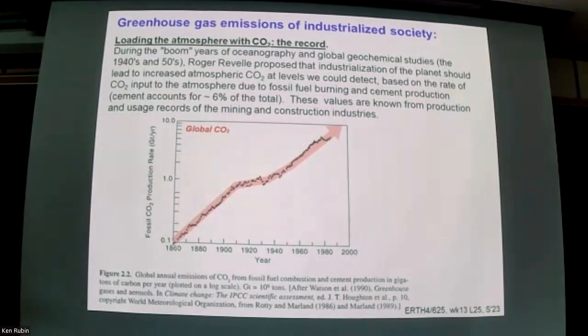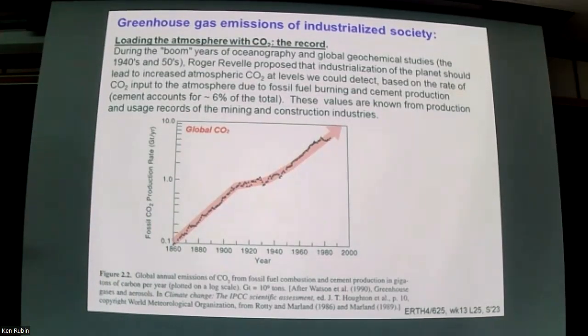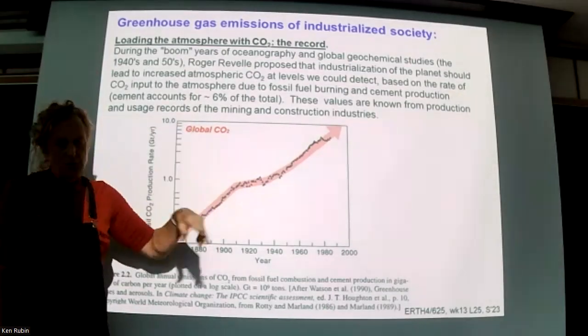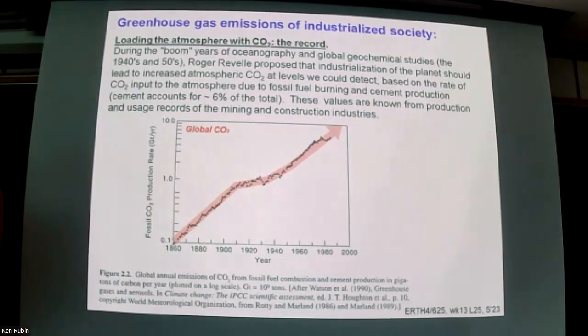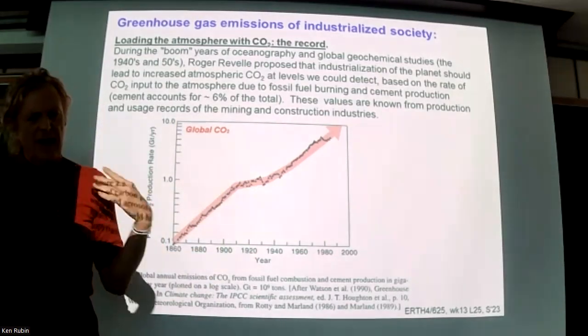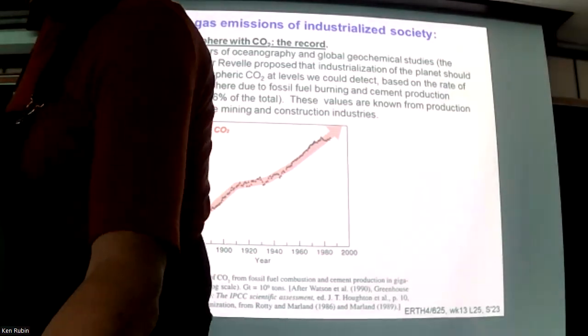And so as long ago as the 1940s, this guy named Roger Revelle proposed that all the CO2 going in the atmosphere is probably going to cause global warming. He wasn't the first person to propose it, but he's probably the most prominent person to propose it. And so this was sort of a known, but what wasn't known is how much is in the atmosphere, how fast has it been rising in the atmosphere.